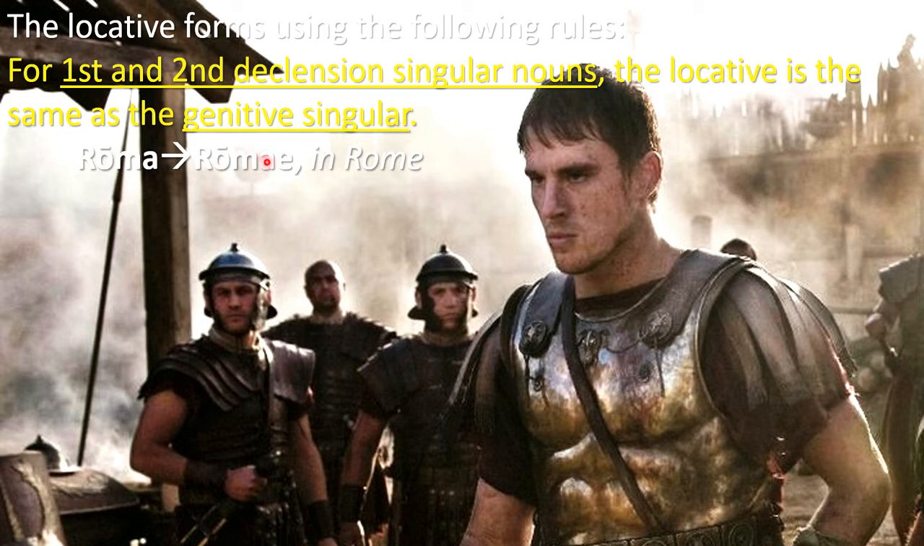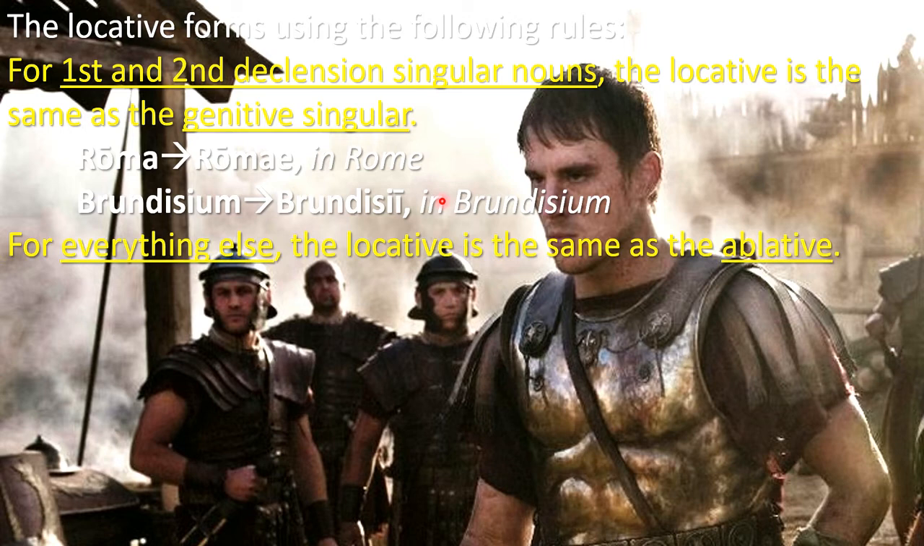And by the way, you can't tell the difference between Romae in Rome and Romae of Rome. You would have to use context to figure that out. Brundisium is a city in Italy. Brundisium is a second declension neuter, so it becomes Brundisii in Brundisium. And again, you can't tell whether it's in Brundisium or of Brundisium without context. Most everything else, the locative form looks just like the ablative.